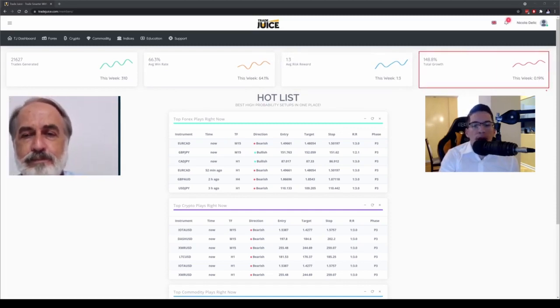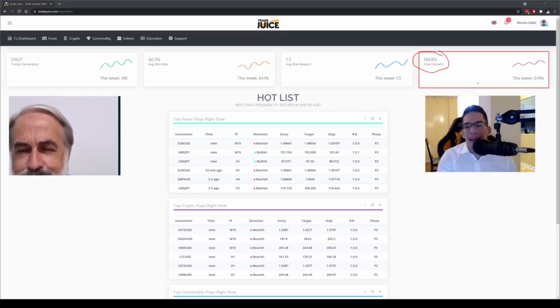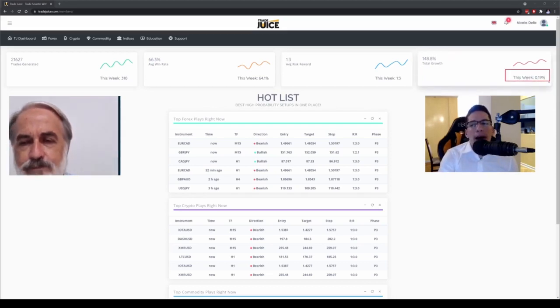And the final part is the total growth. So all the trades that we took, it's over 148% in profit for over a year period. I'm more than happy considering the risk that we are using, because it's all been trading on my personal savings account, better to say retirement account. So I'm more than happy about that. And this week alone, we are up 0.20%.